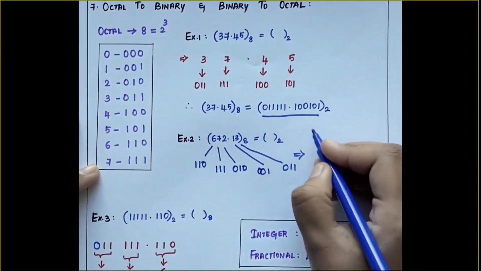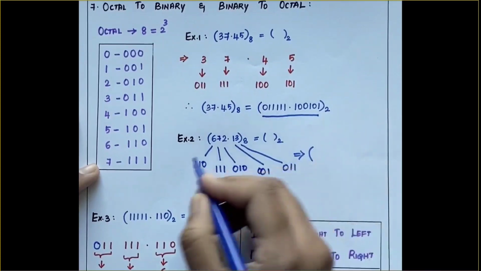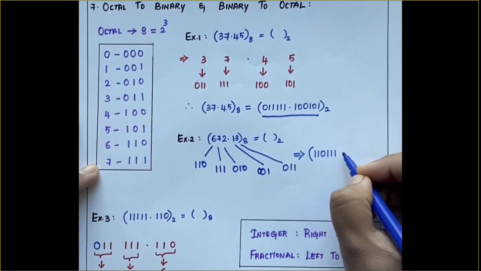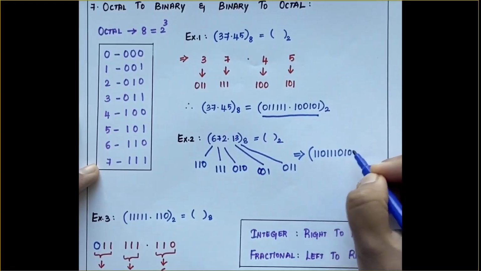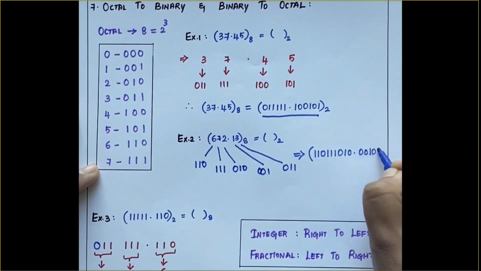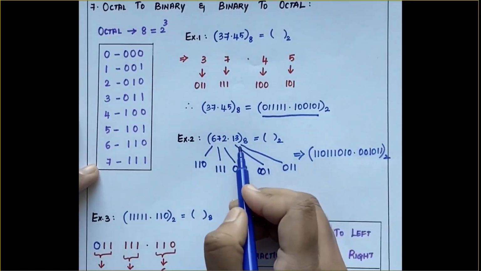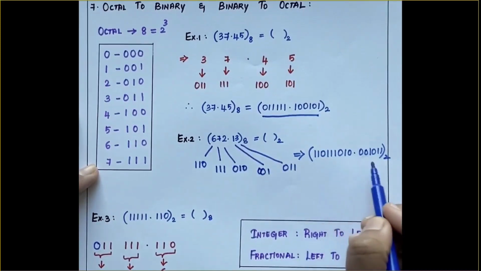Now we can write the equivalent binary value, which is 110 111 010, decimal point, 001 and 011. So this is the equivalent binary value for the given octal number. So this is the procedure for the conversion.